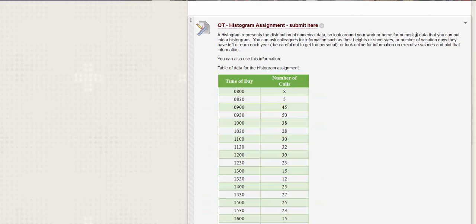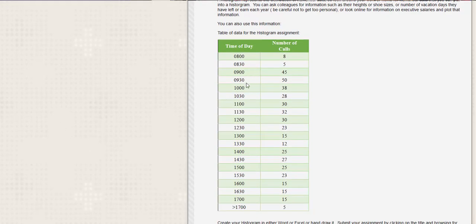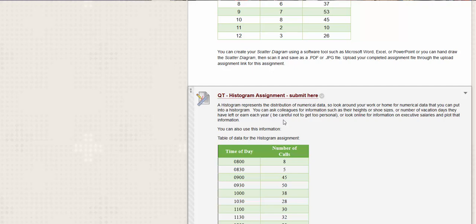So you look around your home for something that you can put into a histogram. You can ask colleagues for information about height or shoe sizes or number of vacation days they have or earn. Be careful, don't get too personal. Look online for information on executive salaries and plot that, or you can use this. So this looks at, in this time of day, here's the number of calls. So this is going to be plotted, right? So you can get your own information, or you can use this.